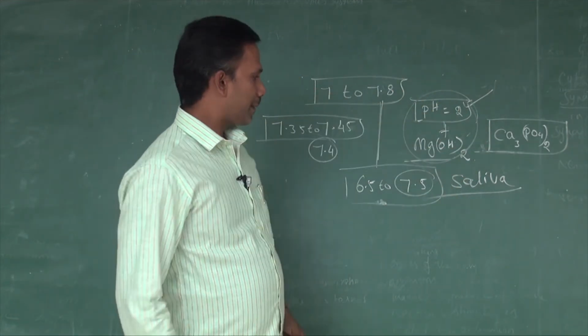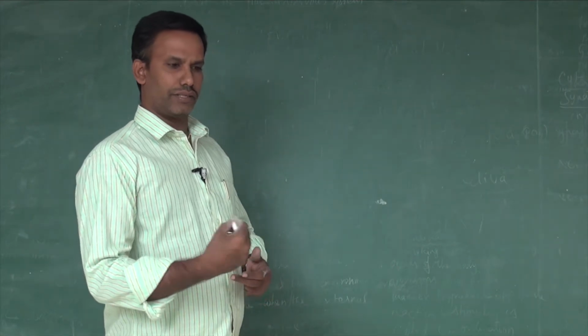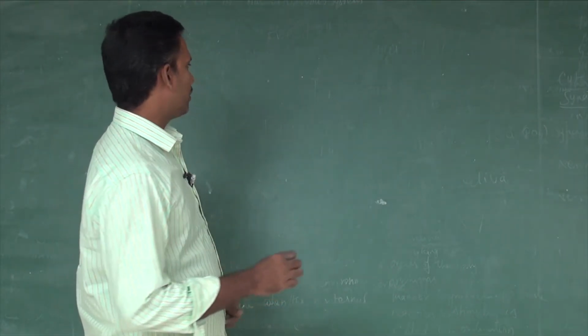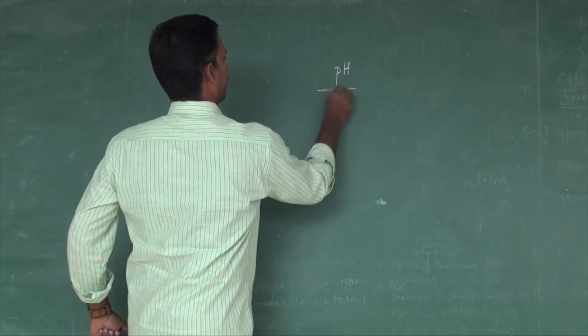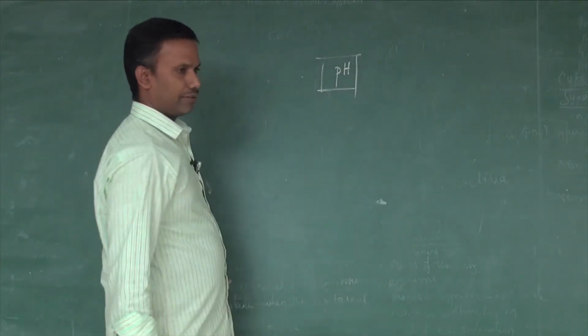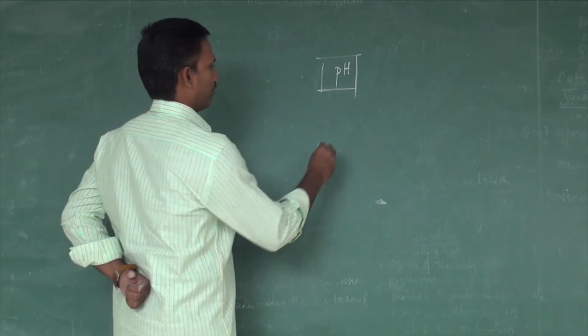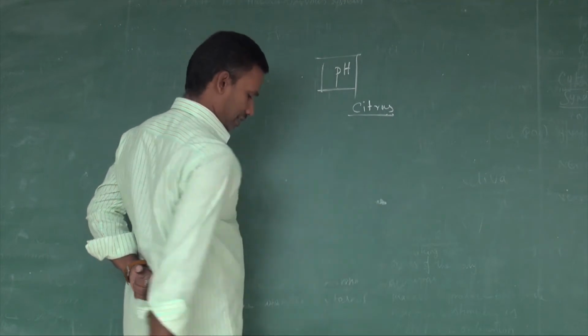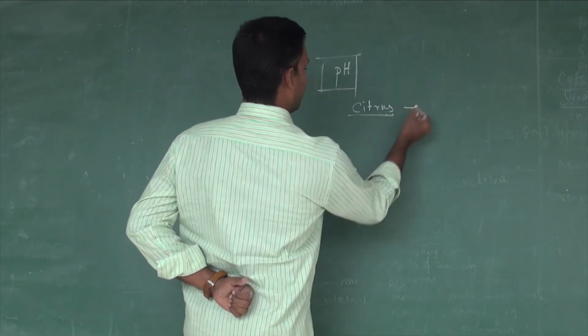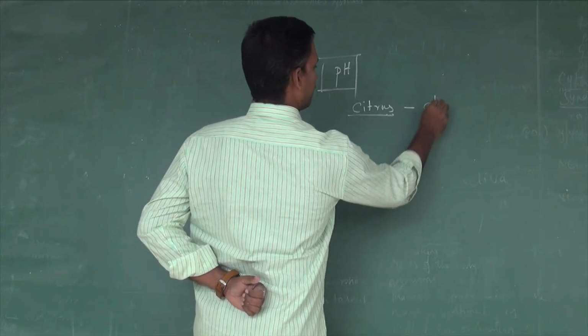Okay. pH is important not only for the human body, but in soil also. Only at a particular pH can you get agricultural growth. For example, citrus fruit. All citrus fruits need alkaline soil.